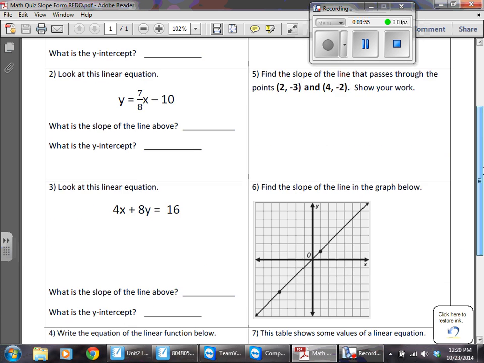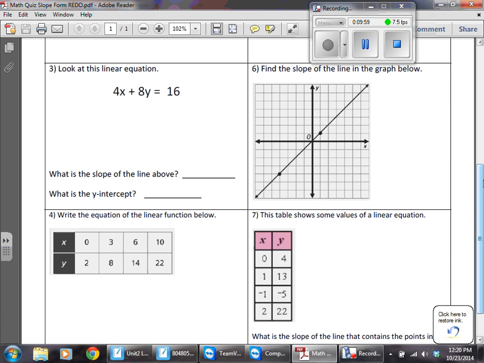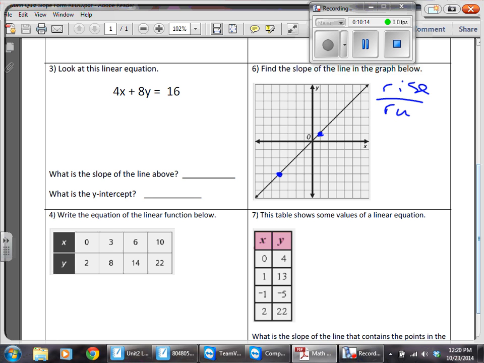All right, let's take a look at number 6. Find the slope of the line in the graph below. This one's really nice. They gave us 2 points, this point over here, this point over here. So I just have to remember that slope equals rise over run. I start at the point on the left, and I count up. 1, 2, 3, 4, 5. Now I'm level with the other one, so I went up 5.